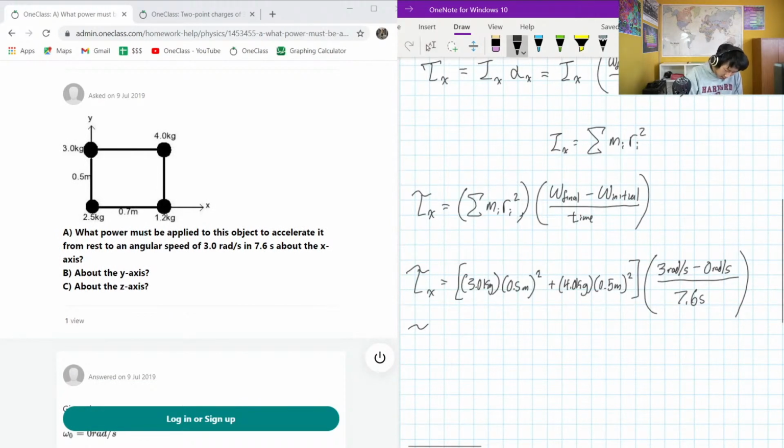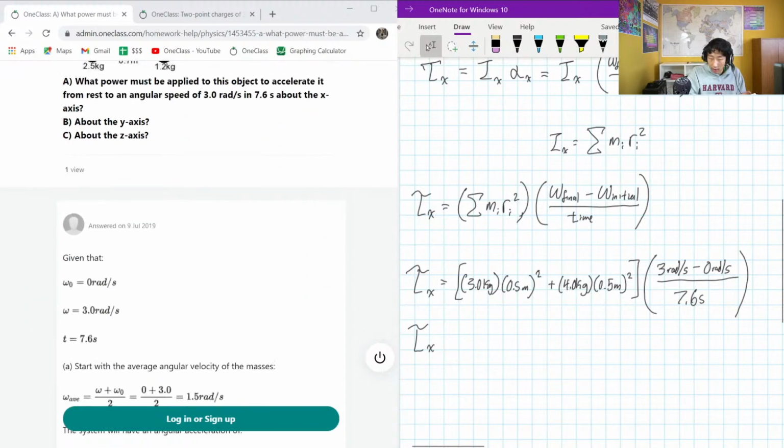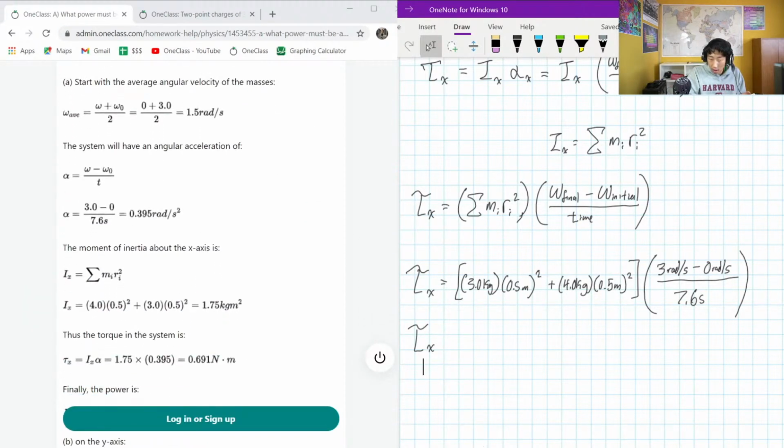So our torque about the x-axis is going to be the result of this calculation. So 3 times 0.25, because 0.25 is 0.5 squared, plus 4 times 0.25, times 3 divided by 7.6, is equal to, my calculation is 0.6908 Newton meters.